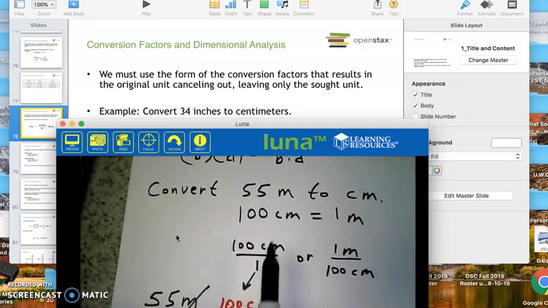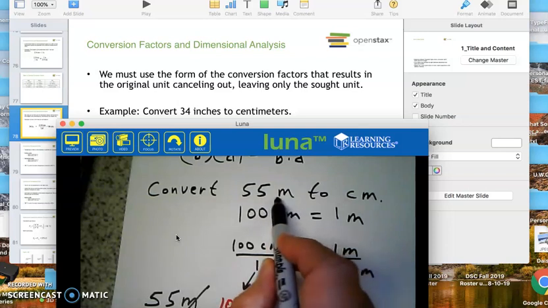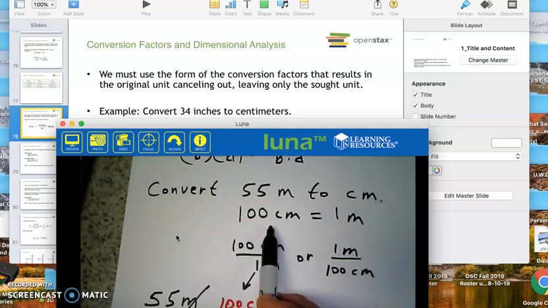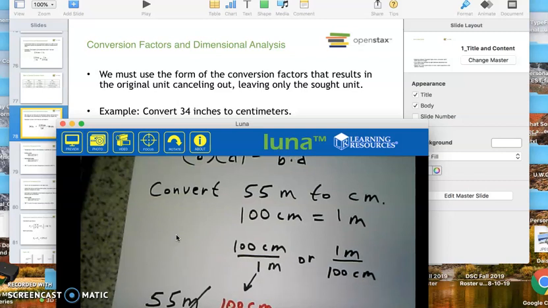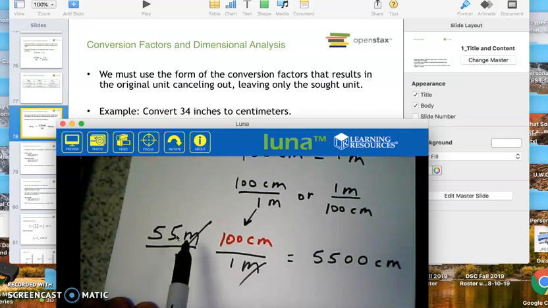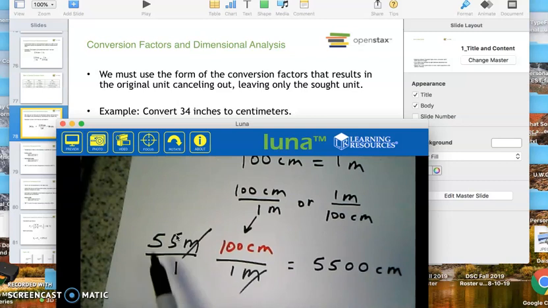If I want to convert 55 meters to centimeters, first I have to know my conversion between my units. What is my conversion factor between meters and centimeters? Well, I know that 100 centimeters is equal to 1 meter. So I can write my conversion factor as 100 centimeters over 1 meter or 1 meter over 100 centimeters. And so how do I set that up? The first thing I'm going to do, I'm going to write my given information over 1, so 55 meters over 1, just making it a fraction, okay?